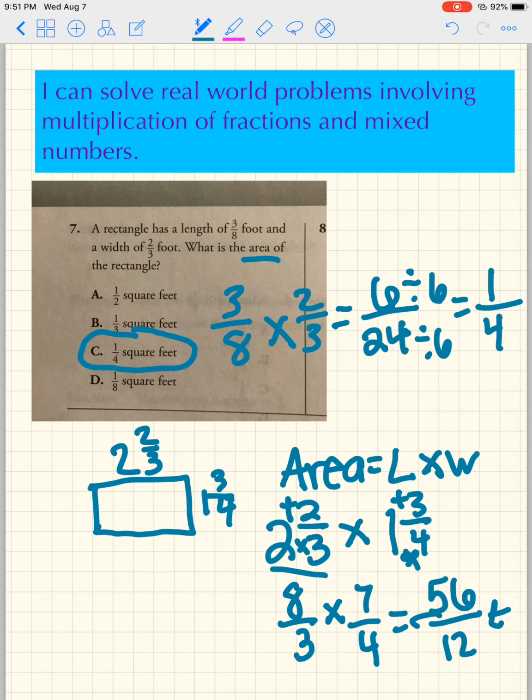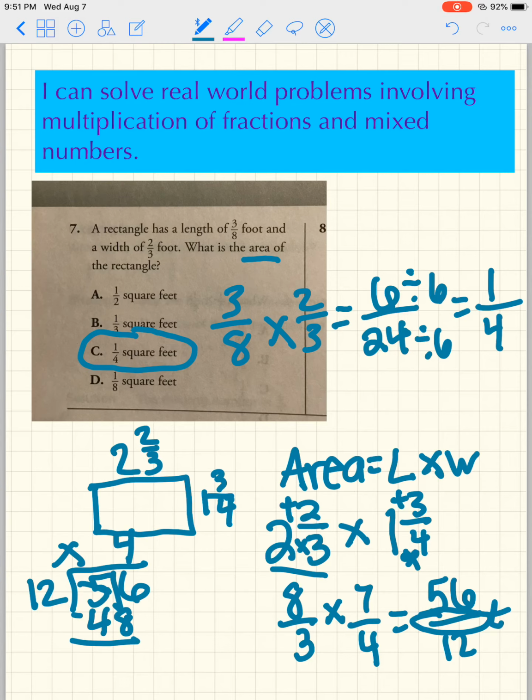Remember what this division line means. It means division. So you can rewrite 56 divided by 12 like this, and then just do long division. How many times does 12 go into 56? 4 times. 4 times 12 is 48. Subtract. Write my remainder as a fraction, so my remainder over my divisor. So right now I have 4 and 8/12.